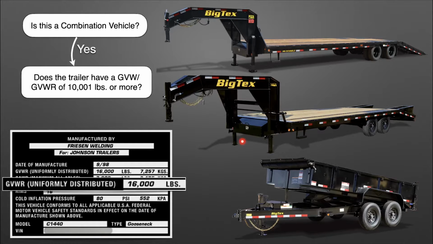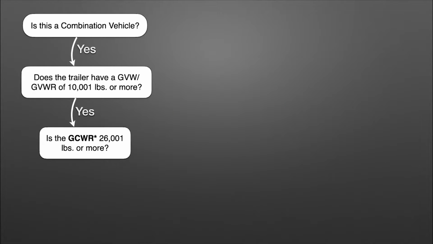This trailer right here is your typical Big Tex 14,000 pound gooseneck. And this trailer right here is the gooseneck with the tandem axles with the dual wheels underneath it. Gross vehicle weight rating on that is 25,500 pounds. Just to give you some ideas of what we have out there. So we answer yes to that because we have those bigger trailers over 10,000 pounds. The next question says, is the combination weight rating 26,001 pounds or more? So now we're talking about the overall combination.